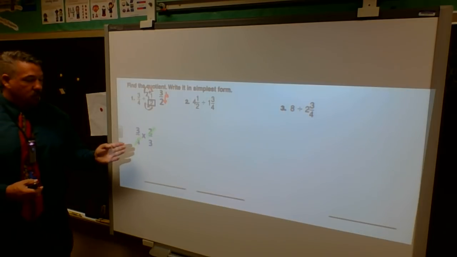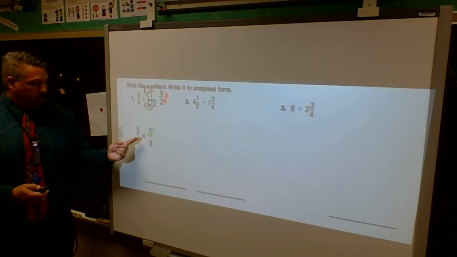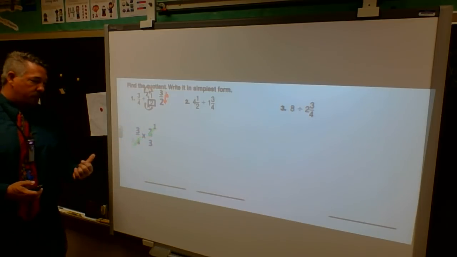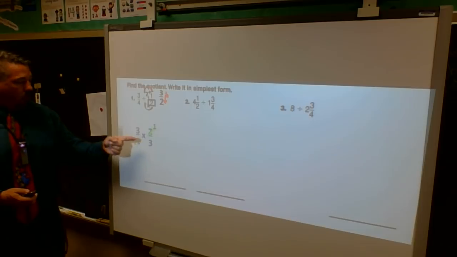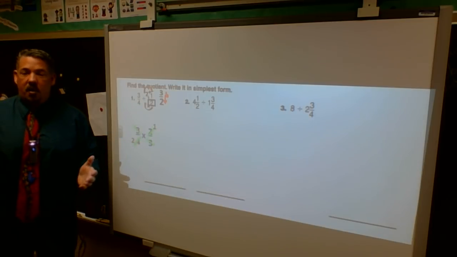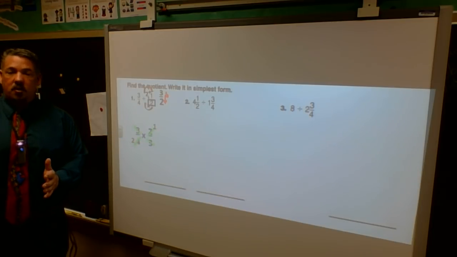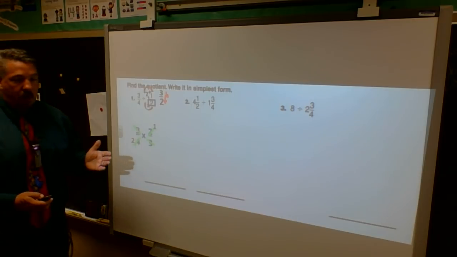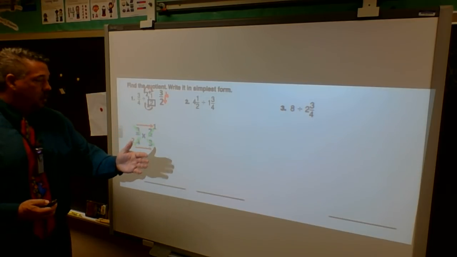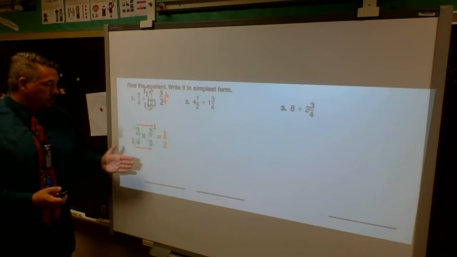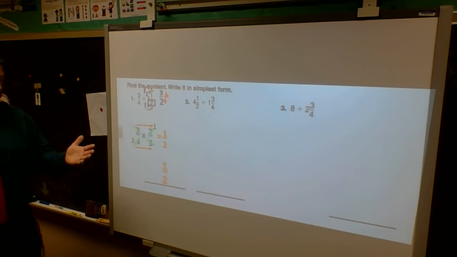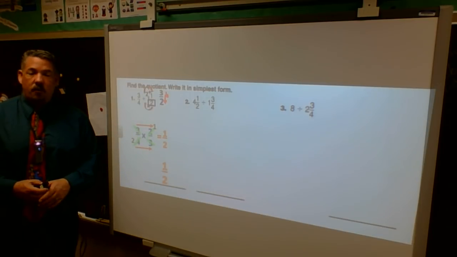These are both even, so 2 will go into both of them, and 2 goes into 2 one time, where 2 goes into 4 2 times. The 3s just cancel out and both become 1s, so I don't even have anything to multiply there. I end up multiplying across and getting 1 times 1, which is a numerator of 1, and 2 times 1, which is a denominator of 2. So it's a very simple answer of 1/2.